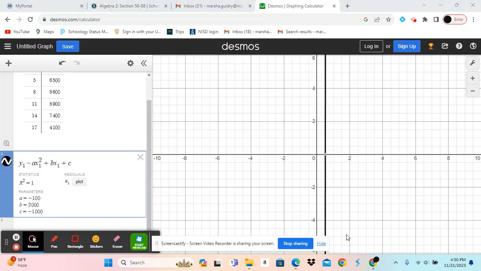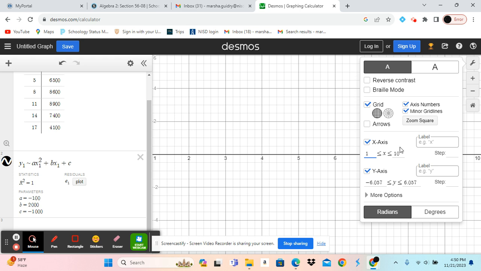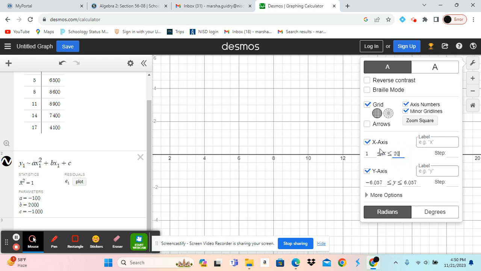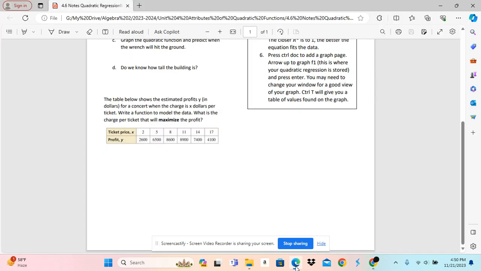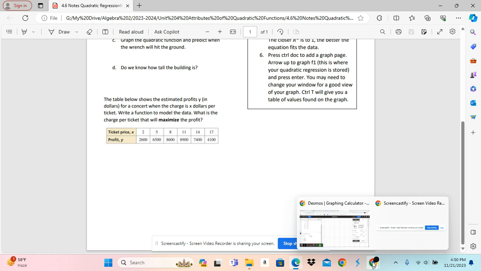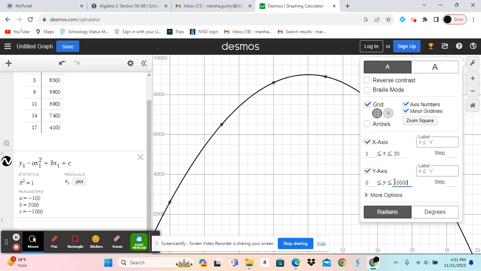So let's go to our calculator. Going to click on the wrench to change our window. We know we can't sell 0 tickets, so let's go from selling 1 ticket to selling 20 tickets. That seems to be fine. Now, the profit, we can make $0. That's possible. And on the table, the biggest amount we made was 8,900. So let's get a little bit bigger than that in case we made more somewhere in between. Let's go up to 10,000.